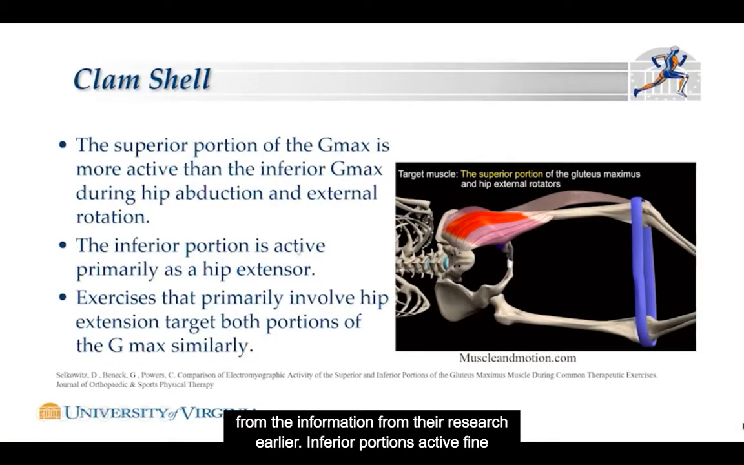The inferior portion is active, primarily as a hip extensor. And then exercises that primarily involve hip extension target both portions of glute max similarly. These are good here. These are some things that you may want to utilize as a warm-up for your athletes.